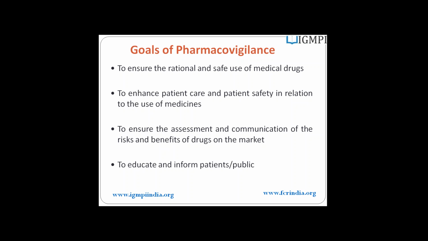So these are the four main goals of pharmacovigilance, as you can see, and these are of utmost importance. These are the four pivotal points for the success of pharmacovigilance. Until and unless these four points are met, the goal of pharmacovigilance won't be crowned with success.